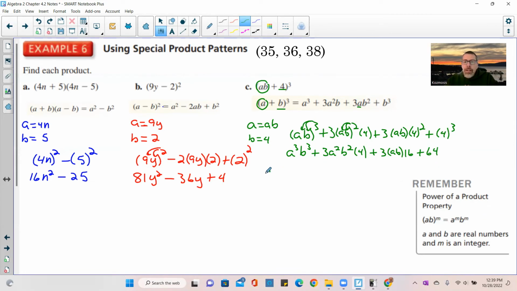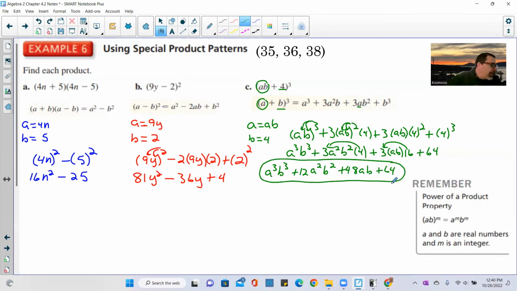All right, so now I just need to clean this up. a cubed b cubed is done. Now I just need to multiply this 4 and this 3, and I get 12a squared b squared, and then multiply the 16 times 3. 16 and 16 is 32 plus 16, or 16 times 3 is 48ab plus 64. So this is ab plus 4 cubed. So I got a cubed b cubed plus 12a squared b squared plus 48ab plus 64.